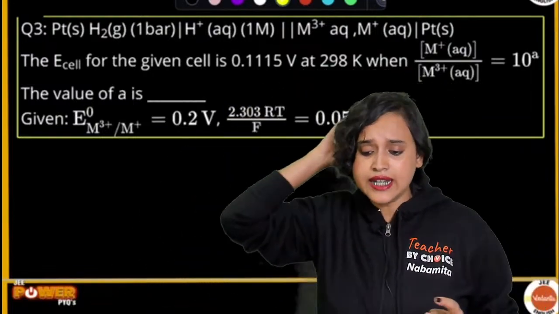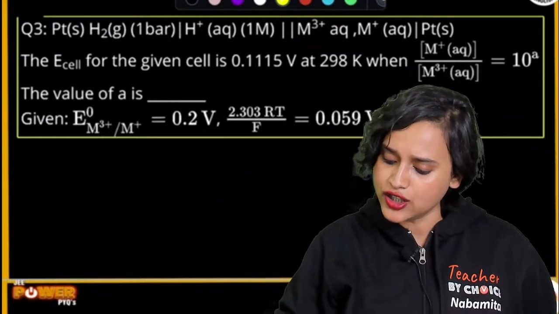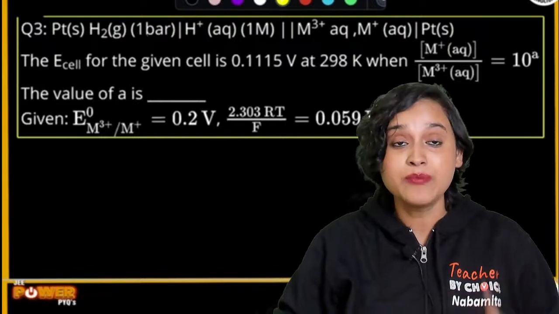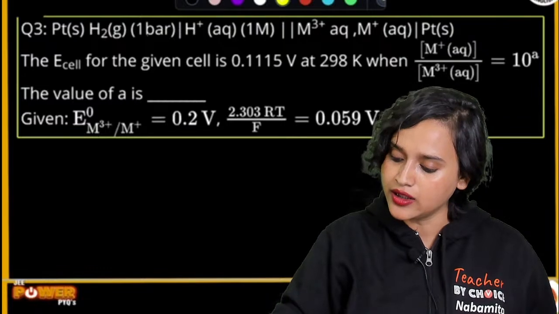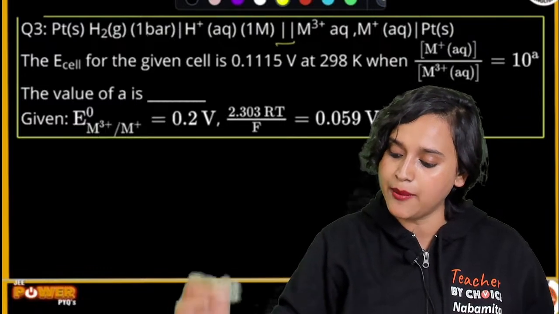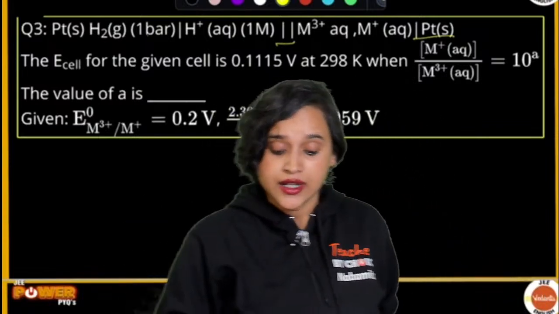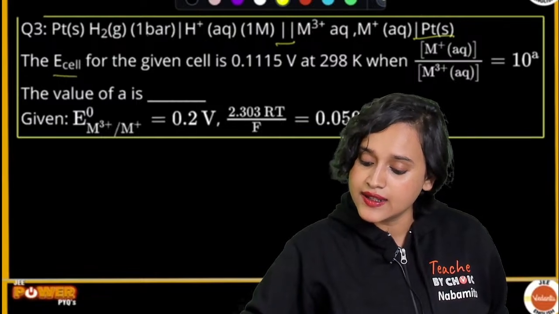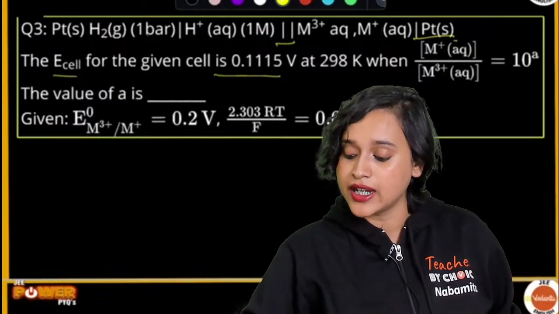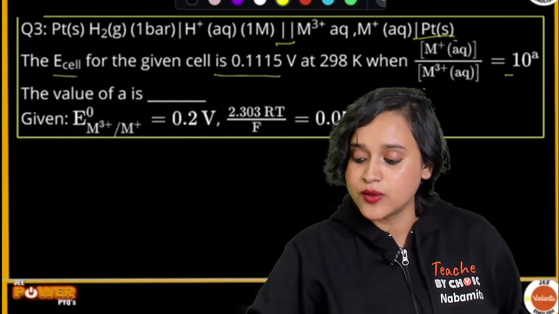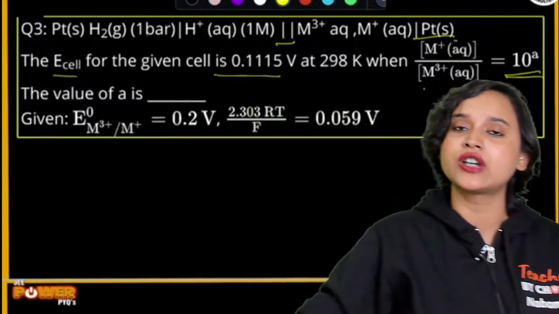Here the next question once again seems very similar, because we are given Pt, H2 at 1 atmospheric pressure, 1 bar sorry, then H plus aqueous 1 M. Here you have a salt bridge, M3 plus aqueous, M plus aqueous, and a platinum solid. Now the E cell for the given cell is 0.1115 volt at 298 Kelvin, when M plus aqueous divided by M3 plus aqueous is equal to 10 to the power A. What is the value of A? We have to calculate the value of A.